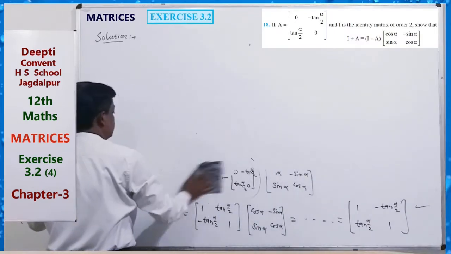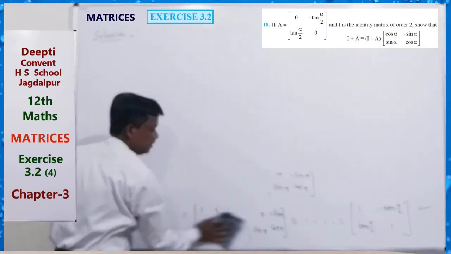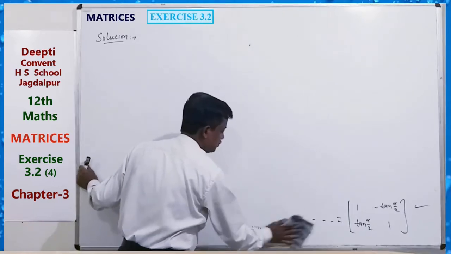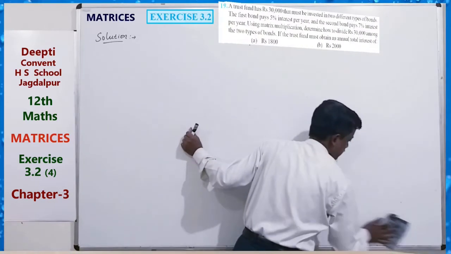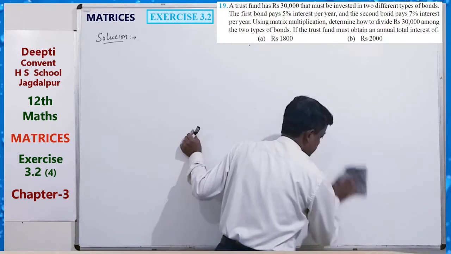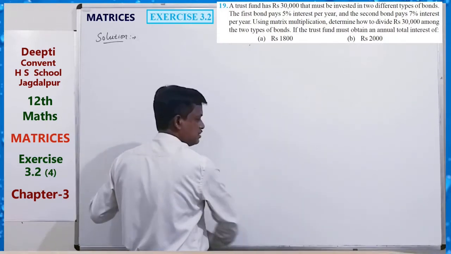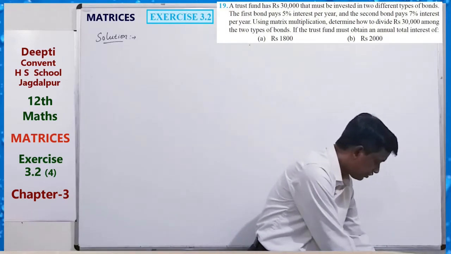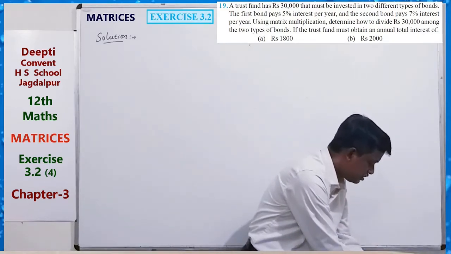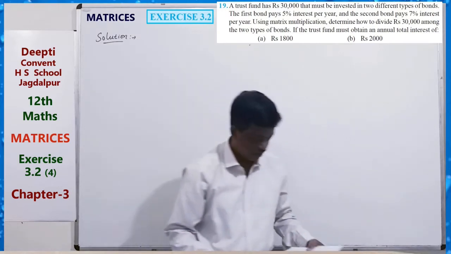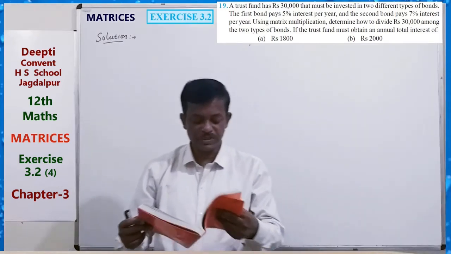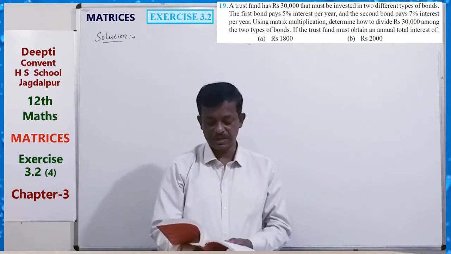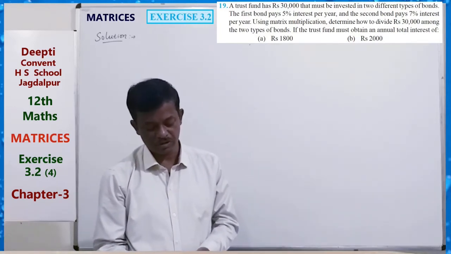Now question 19. Question 19 is a verbal question where we have to represent the data in matrix form. So what is the question? A trust fund of rupees 30,000 must be invested into different types of bonds.